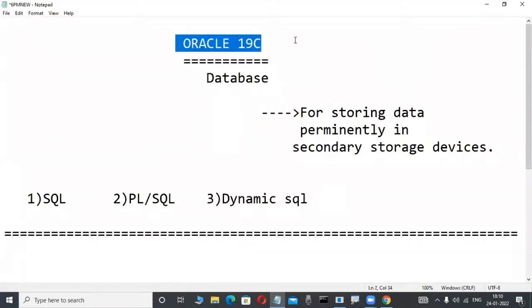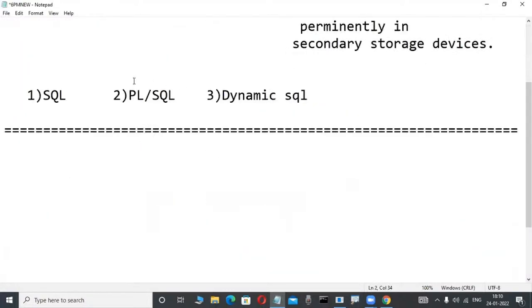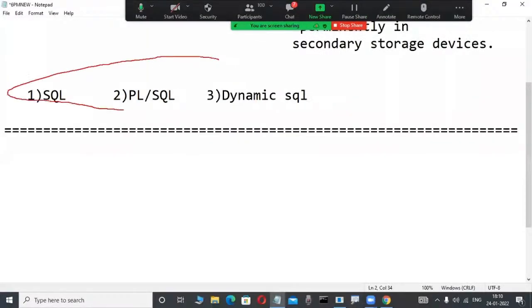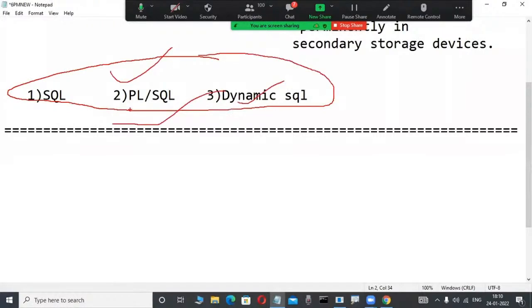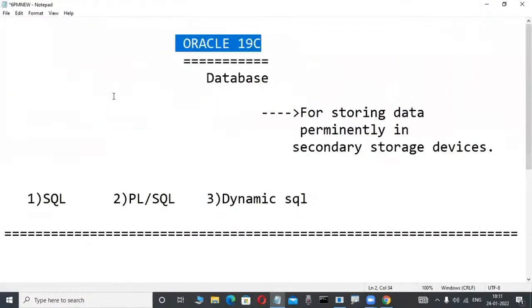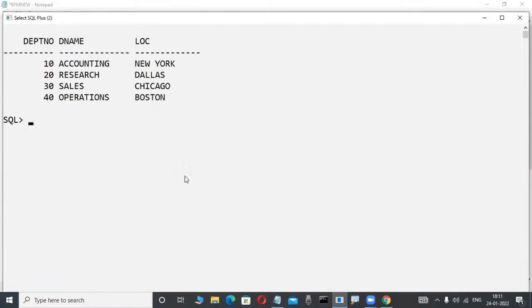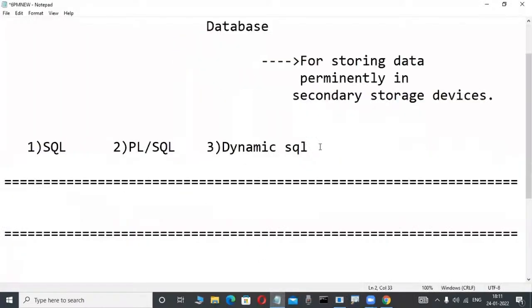Anybody learning an Oracle course anywhere in the world, not just from me, will learn about these three languages: what is the SQL language, what is the PL/SQL language, what is dynamic SQL. These are big concepts. Through these languages we operate these types of products, such as the Oracle product in your company. This is what I covered in the previous classes.